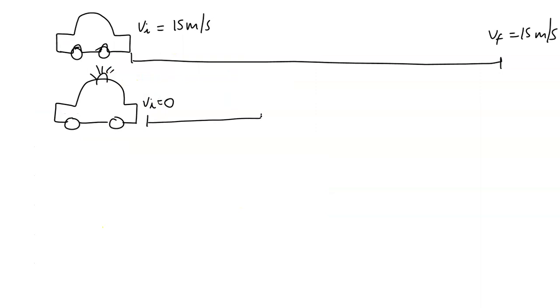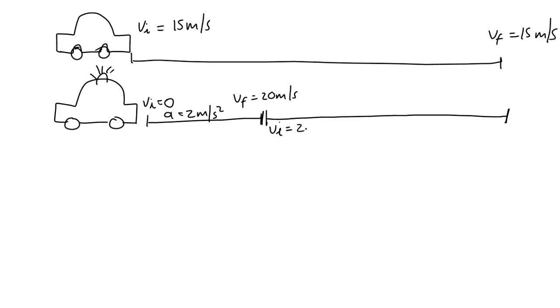So there's a little piece of acceleration where we know the acceleration is 2 meters per second squared, and we reach a final velocity of 20 meters per second. Then for the rest of the motion, we have an initial velocity of 20 meters per second, and there we will have a final velocity also of 20 meters per second.